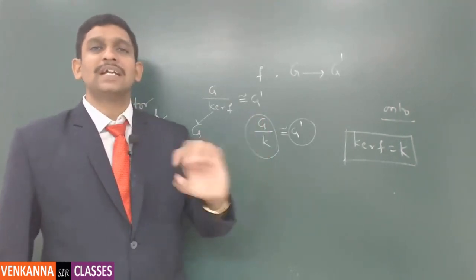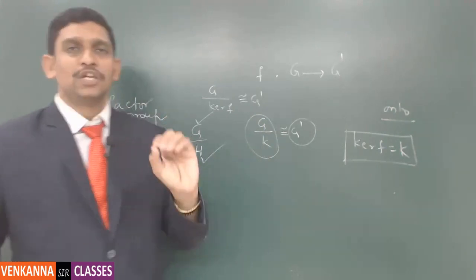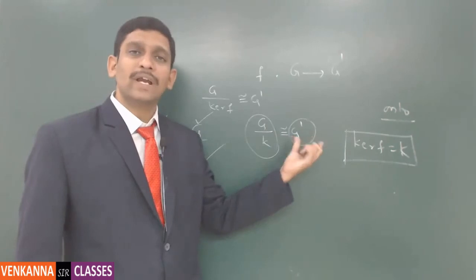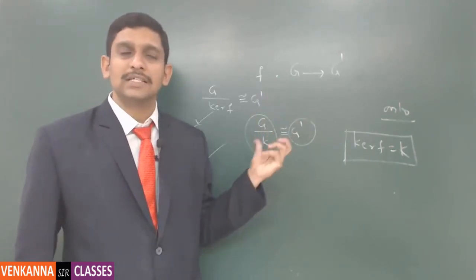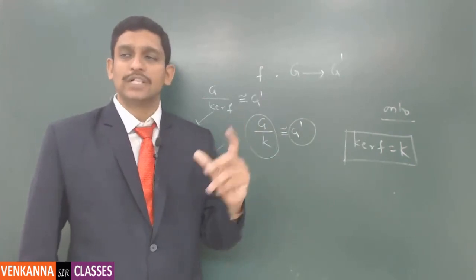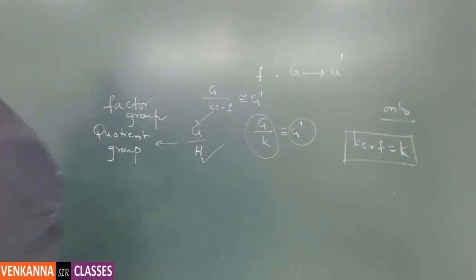It always contains the cosets. To be precise, G dash is the codomain containing images, and G by K is the quotient group containing cosets. Okay? Clear to everyone?